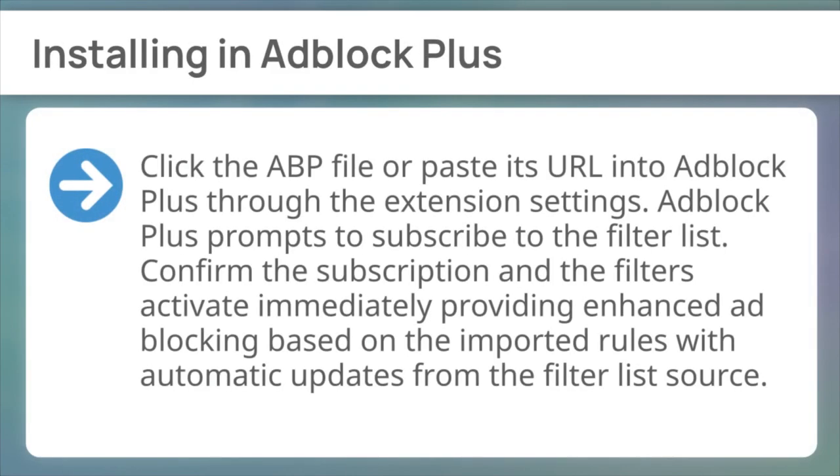Click the ABP file or paste its URL into Adblock Plus through the extension settings. Adblock Plus prompts to subscribe to the filter list. Confirm the subscription and the filters activate immediately, providing enhanced ad blocking based on the imported rules with automatic updates from the filter list source.